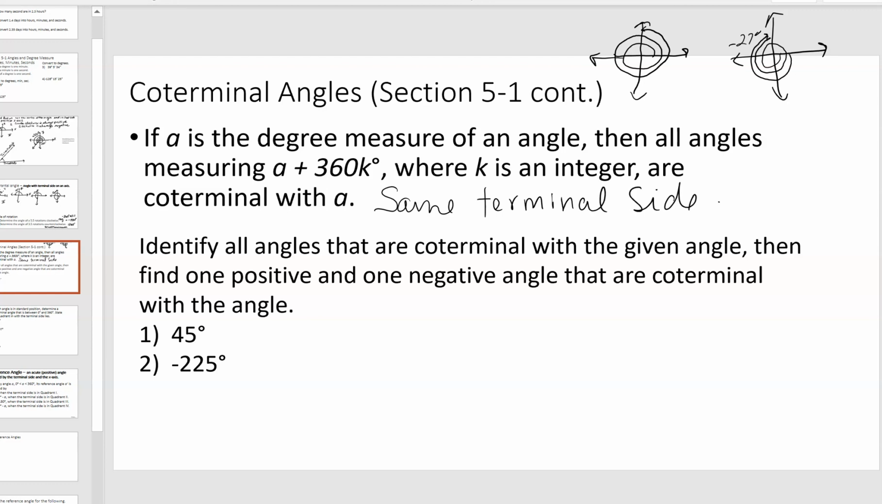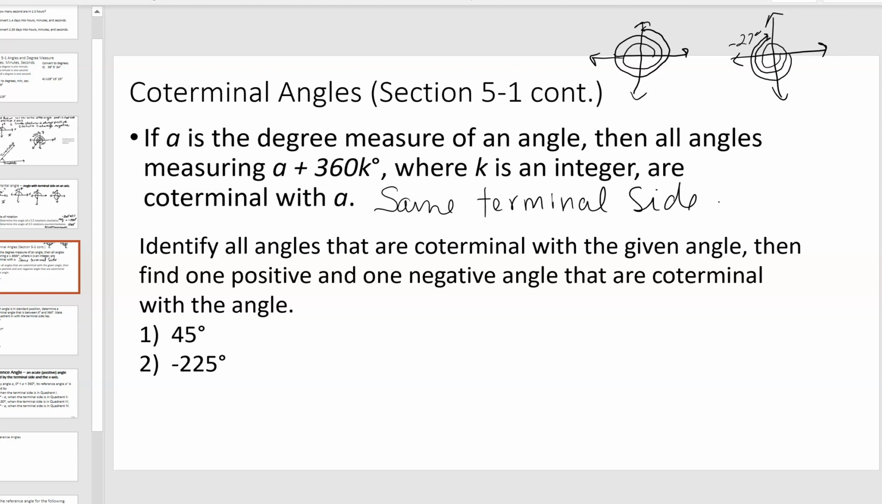We talk about coterminal angles a lot because coterminal angles have the same trig functions. So when we get into trig, if two angles are coterminal, all of their sine, cosine, tangent, secant, cosecant, and cotangent will all be the same. So that's why we talk about these, because they have all the same trig things.